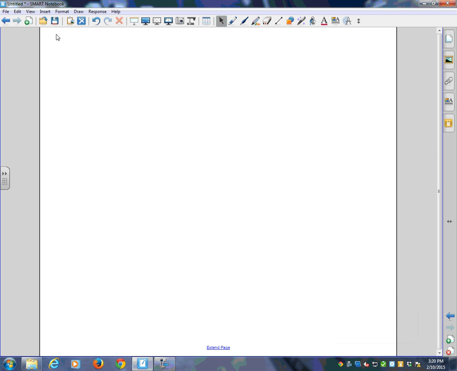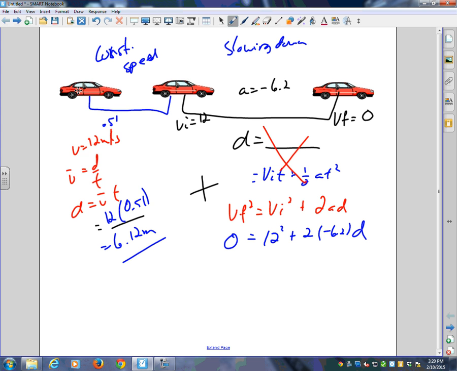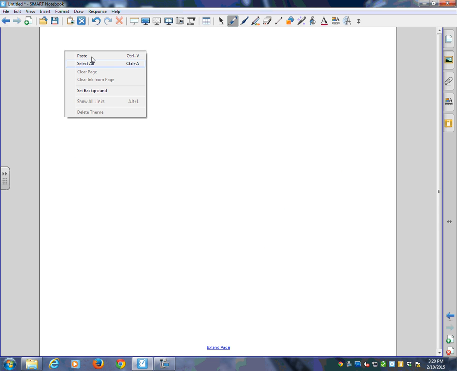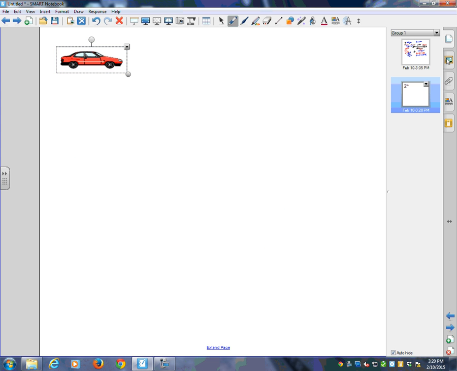Let's have a look at the police car one, right? So here's car A. And zero.